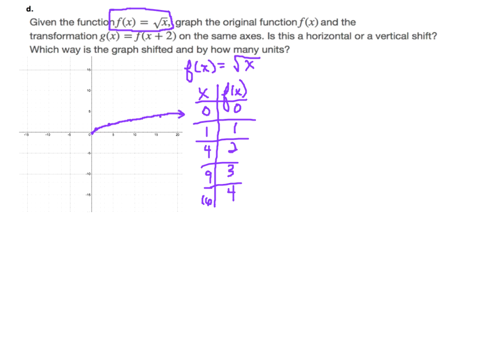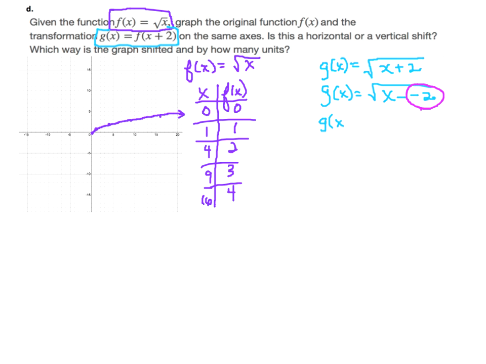Now, I will do our transformed function in blue. So this is for g of x equals, okay, so it says add 2 on the inside of the function. So this is the square root of x plus 2, which I'll go ahead and rewrite as the square root of x minus negative 2, because that's how our input is going to change. It's going to change negative 2, so I'm going to subtract 2 from all of my input values.